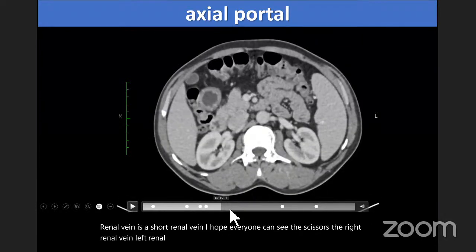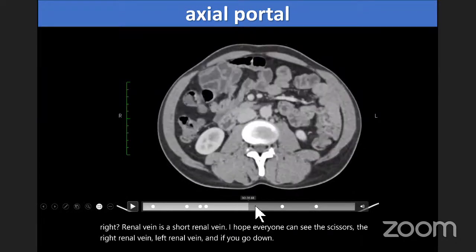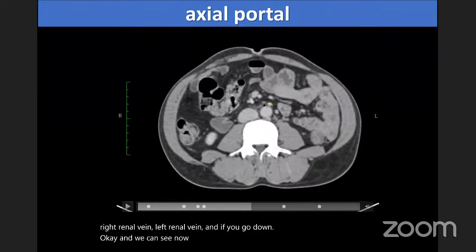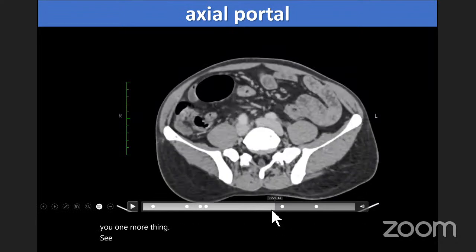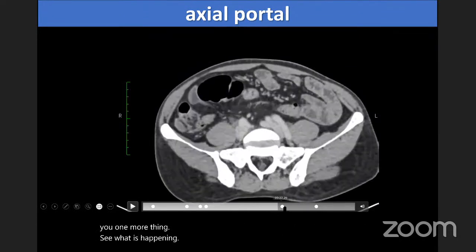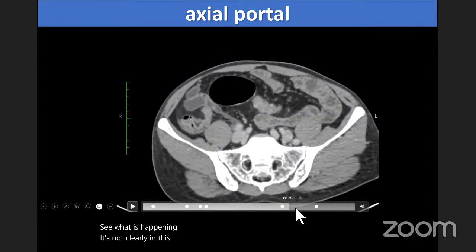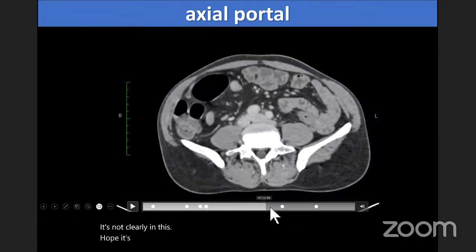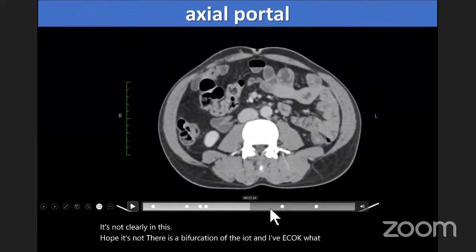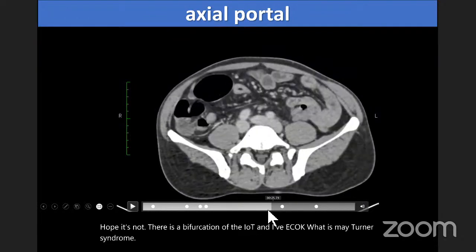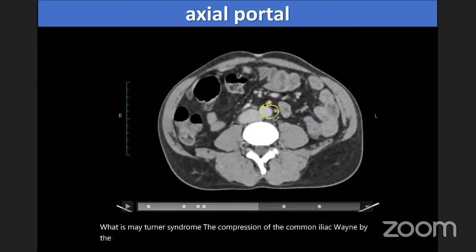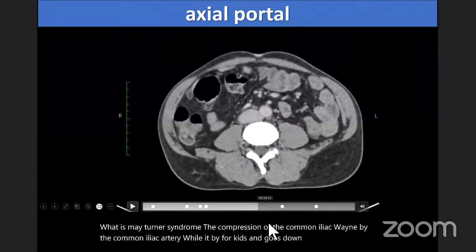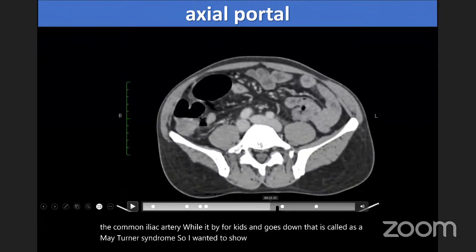And if you go down, we can see both. This is the aorta. This is the IVC. And I want to show you one more thing. It's not clearly seen here. So this is the bifurcation of the aorta and IVC. What is May-Turner syndrome? The compression of the common iliac vein by the common iliac artery while it bifurcates and goes down is called May-Turner syndrome. I wanted to show you that, but it's not clearly seen in this.